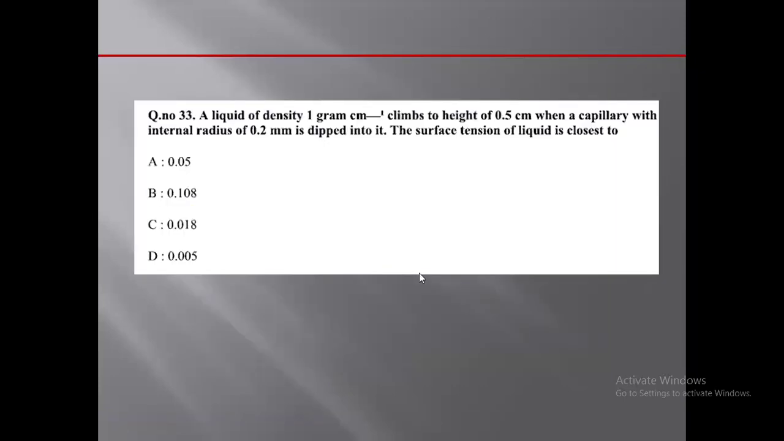Yes. Question number 33. A liquid of density 1 gram per cubic centimeter climbs to a height of 0.5 centimeter when a capillary with an internal radius of 0.2 millimeter is dipped into it. The surface tension of the liquid is closest to? See here, this is a question from colloidal chemistry. So here option number A is correct. This is a problem, we have to solve it.